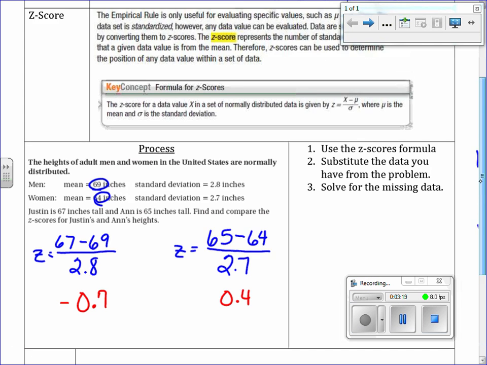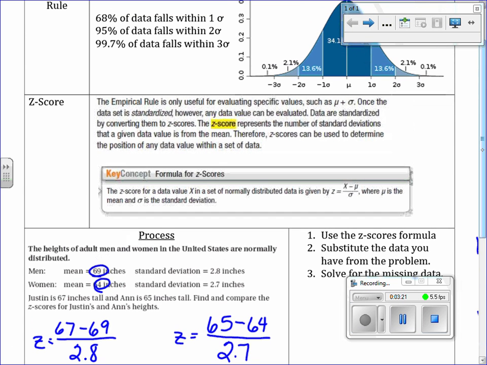So if we take a look at our bell curve up here, Justin would probably fall somewhere in here, and Ann, based upon her data, would fall about in there. Okay, so both of them most certainly fall within one standard deviation. They fall within that range of one standard deviation.